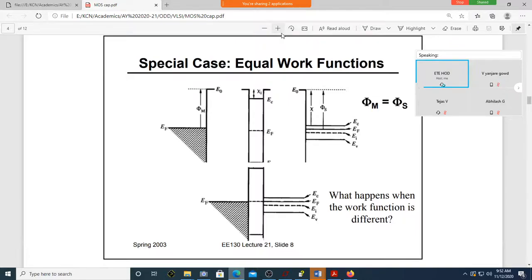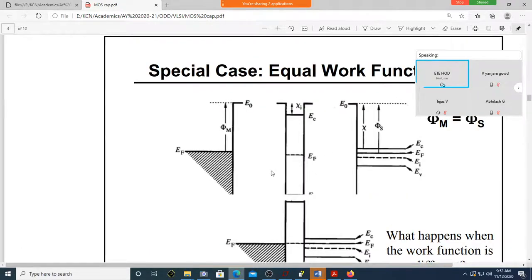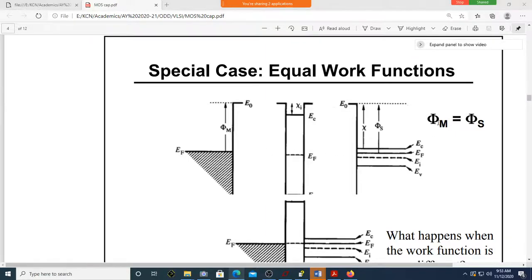See here, this is metal oxide semiconductor. Can you see this phi m is equal to phi s? They're almost the same. See here. Yes, sir. Special case with equal work function. So when you have equal work function, when you join it, it is already flat.